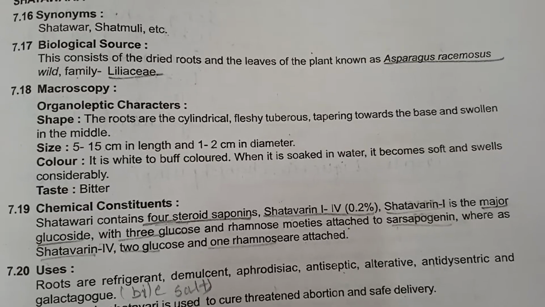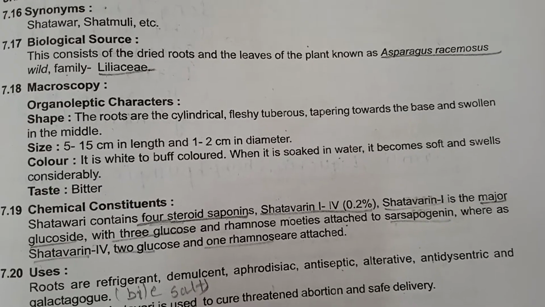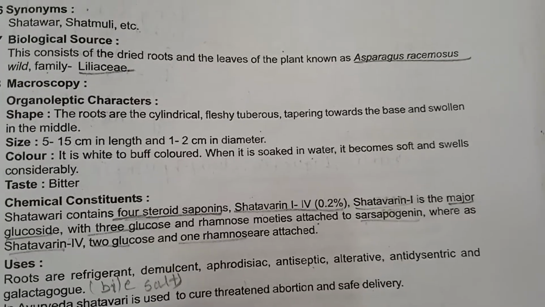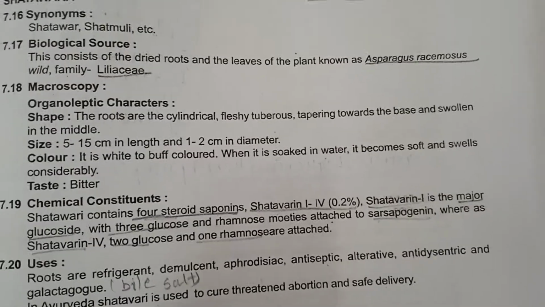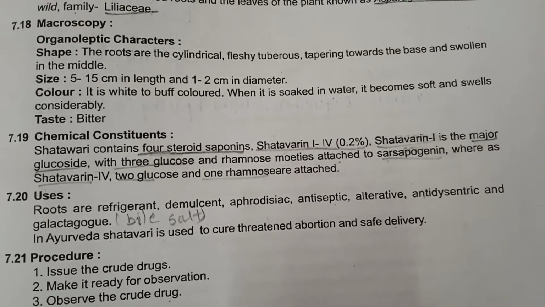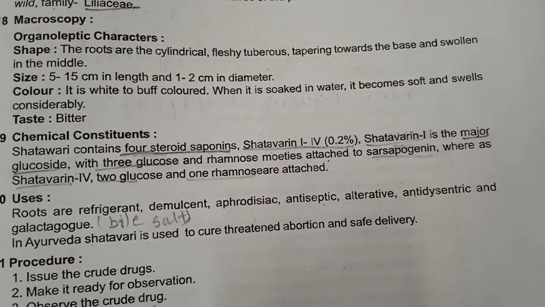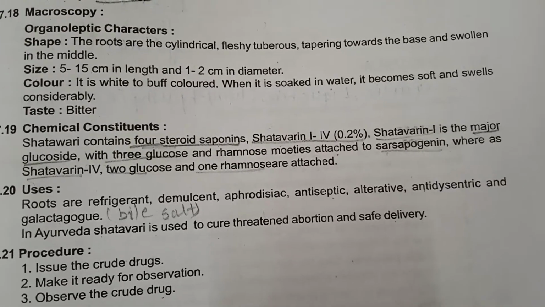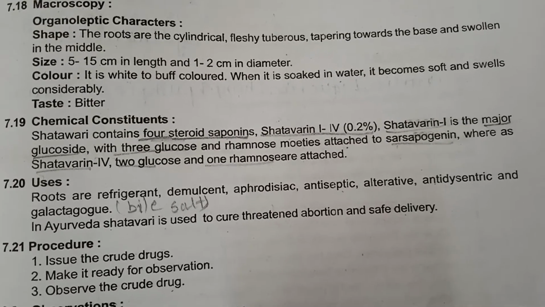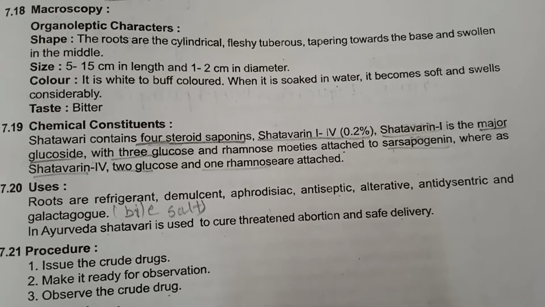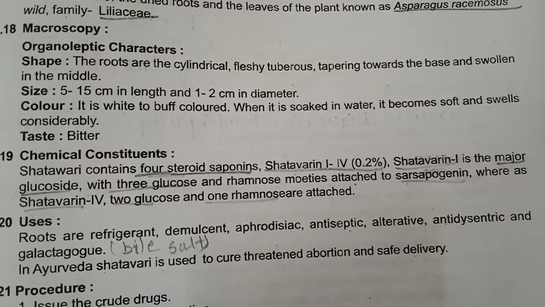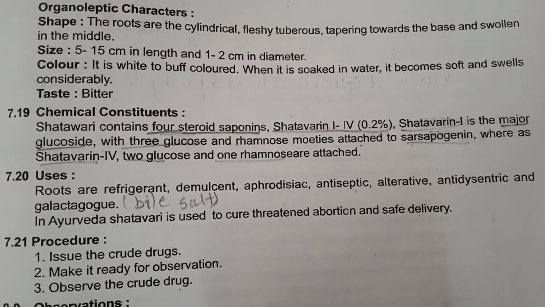Size is 5 to 15 cm in length and 1 to 2 cm in diameter. Color is white to buff. When soaked in water, it becomes soft and swells considerably. Taste is bitter. Chemical constituents: Shatavari contains four steroidal saponins, Shatavarin 1 to 4, 0.2%. Shatavarin 1 is the major glycoside with three glucose and one rhamnose moieties attached to sarsasapogenin. Whereas Shatavarin 4 contains two glucose and one rhamnose ring attached to each other.